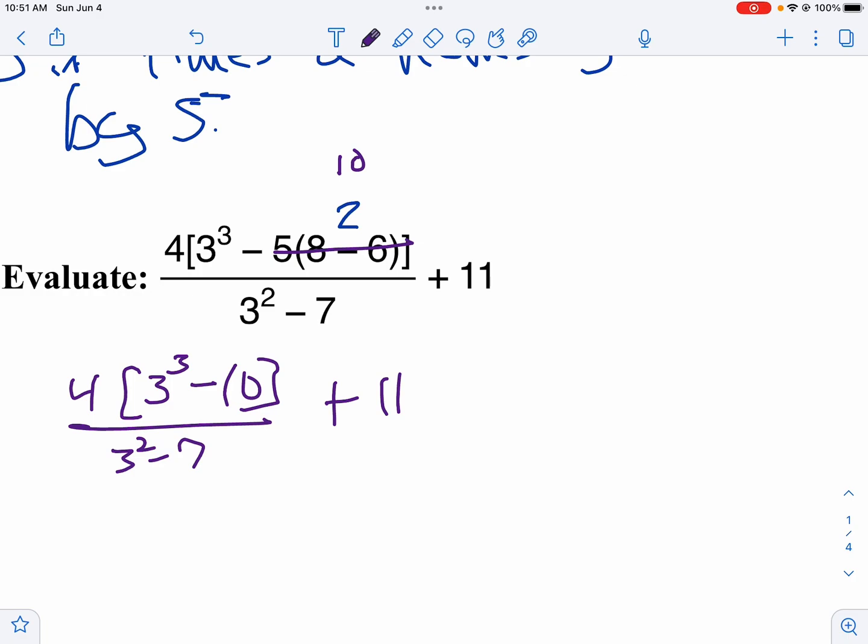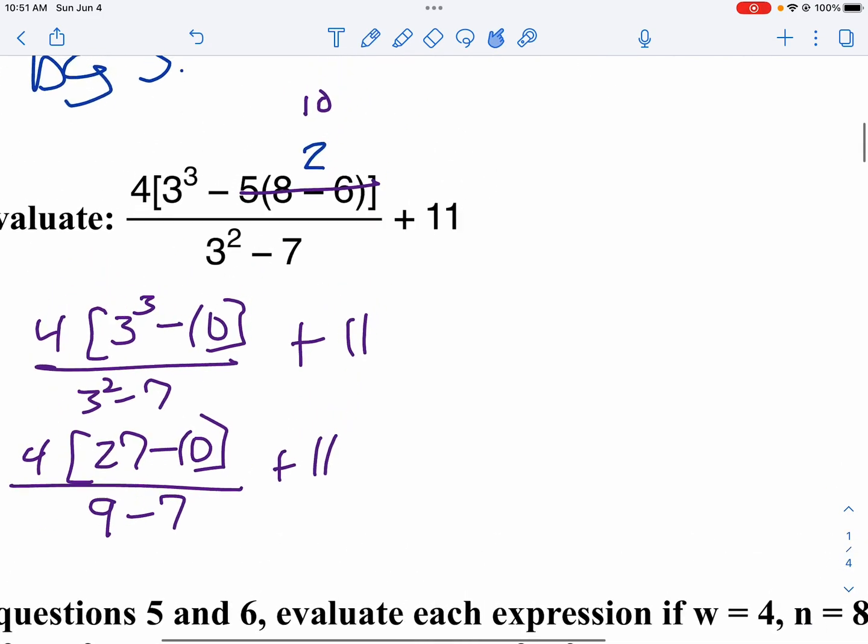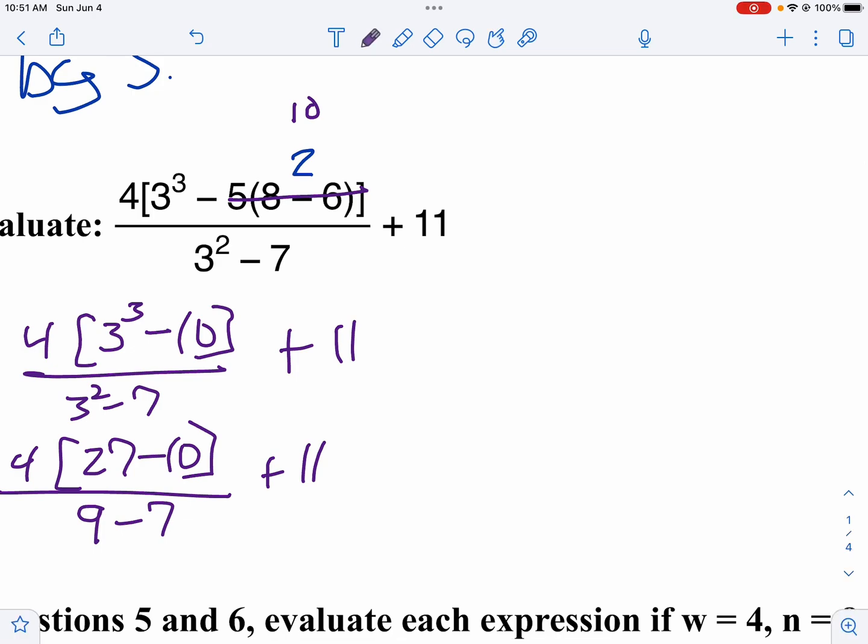Well, 3 cubed is 27. So it's really 4 times 27 minus 10. At the same time, we can maybe start to simplify the denominator. 3 squared is 9. 9 minus 7 plus 11. The order you do this, there's an incorrect way, but there's more than one correct way to do this. Just make sure we do our parentheses before we subtract or multiply. So we go 4. 27 minus 10 is really 17. 9 minus 7 is 2 plus 11.